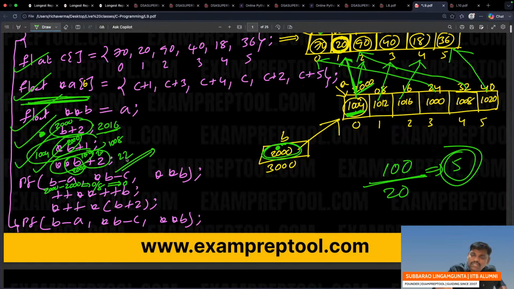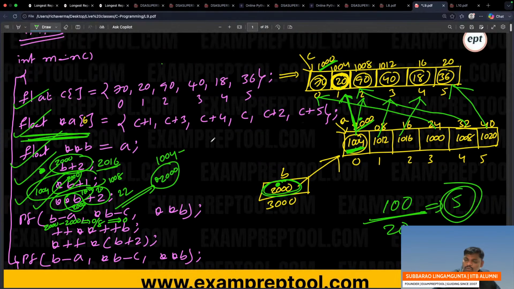Okay, fine. Now come here. Can you see this one? Star B minus C. B is 2000. Star and minus, star is the winner. Star 2000 is going to be 1004. 1004 minus C, C means 1000. 1004 minus 1000 is going to be 4. Remember, 1004 is also in this array, and 1000 is also in this array. They both belong to the same array, then only you can subtract.